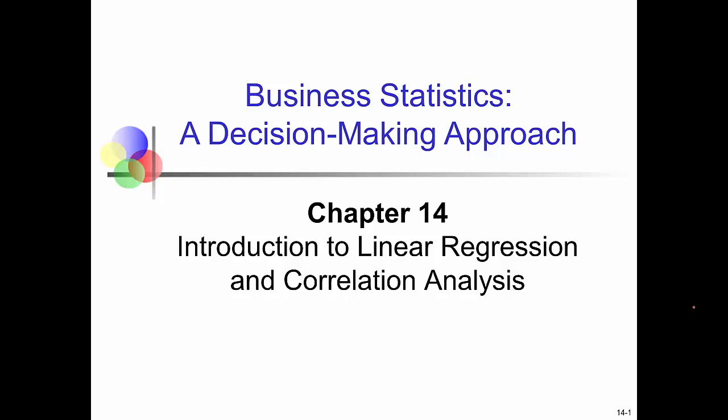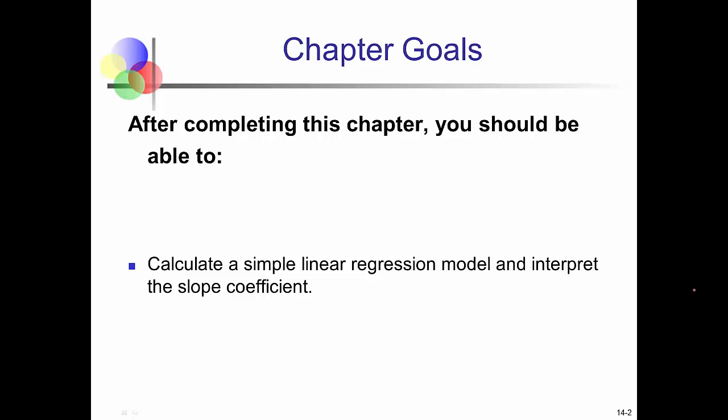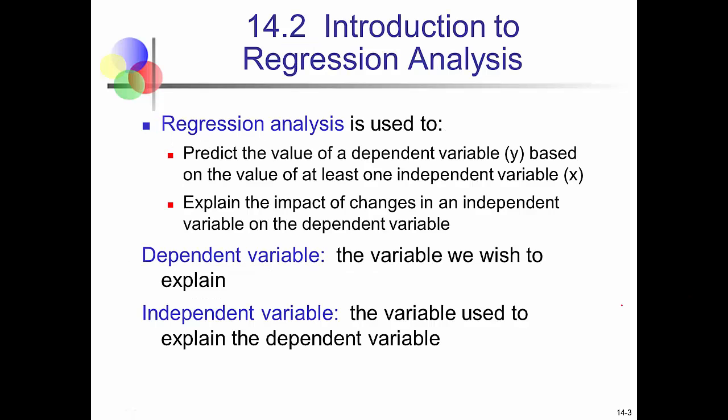This video will cover the first part of Section 2 in Chapter 14, where we'll learn how to calculate the simple linear regression model and interpret the slope coefficient. Regression analysis is used to predict the value of a dependent variable y based on the value of at least one independent variable x. It can also be used to explain the impact of the changes in the independent variable on the dependent variable. The rate of change, or the slope, is that impact.